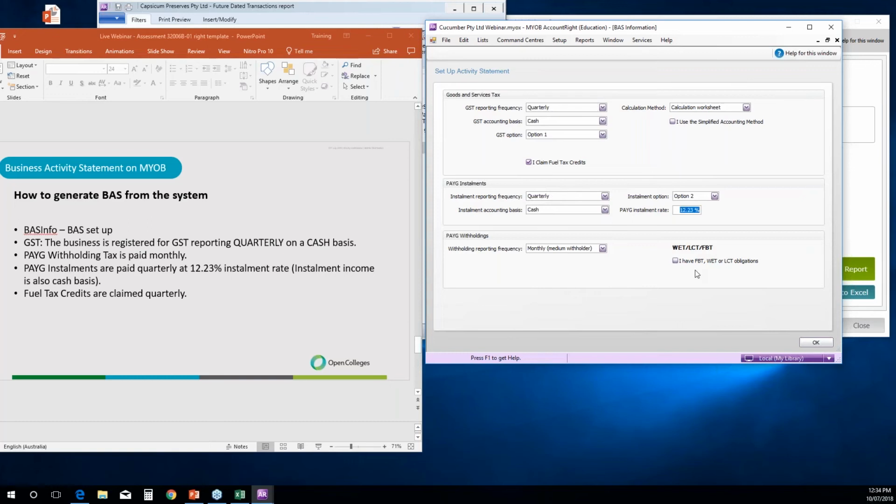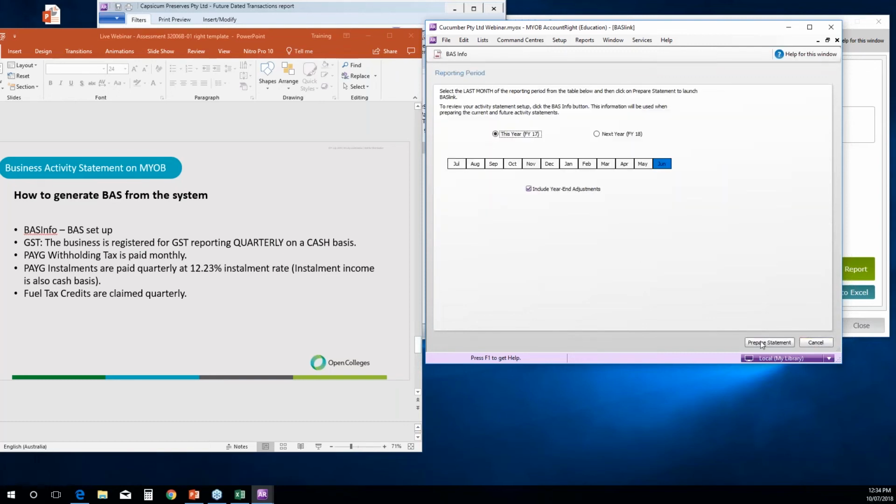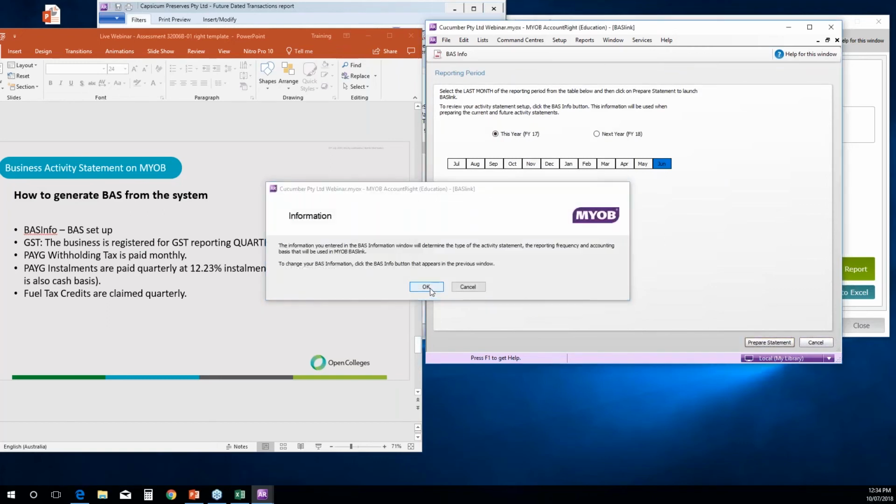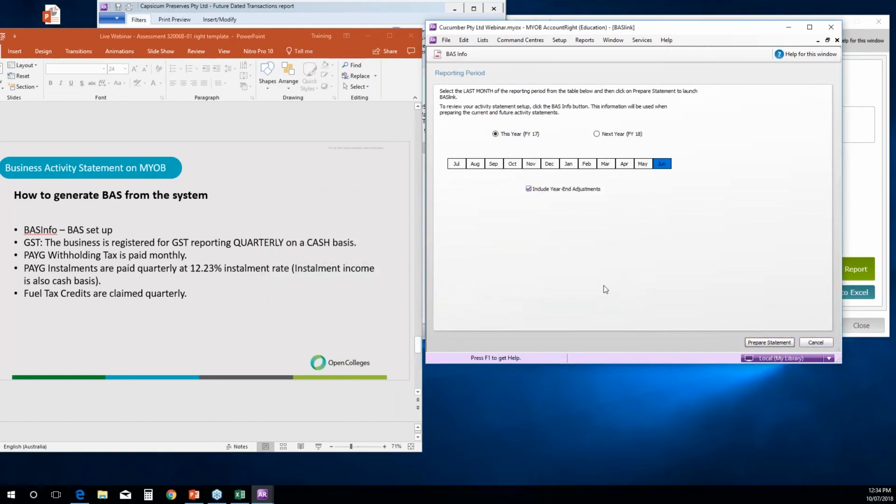I'm going to make up pay-as-you-go instalment rate, but of course for you, it's given in the assessment, right? And monthly pay-as-you-go withholding, right? And we don't have FBT, it's not subject to this unit, and say okay. And now, ta-da, prepare statement, okay? So I'm changing few things and amounts are all different, but I think the concept I have delivered is going to help you process the assessment task.